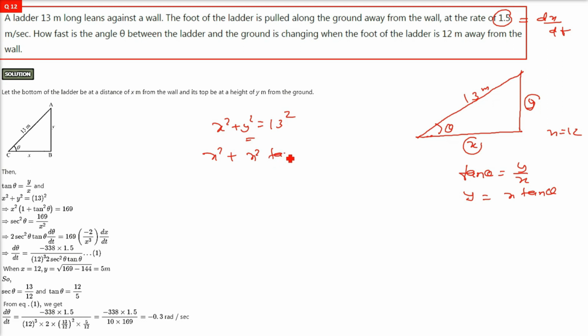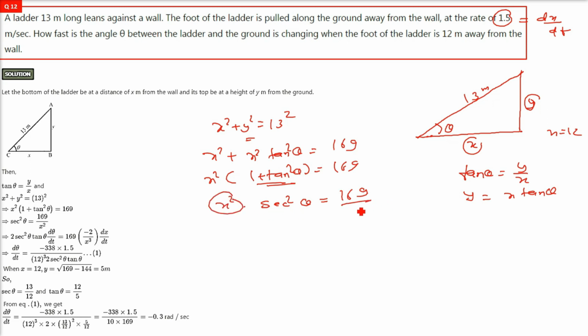So it will be x square tan square theta, and 13 square is 169. x square you can take common, 1 plus tan square theta, which is going to be sec square theta anyway. So x square into sec square theta is equal to 169. Now you can differentiate it. Either you can use p and q as x square and sec square theta and use the product rule, or you can bring x square on the right hand side into the denominator, call it x to the power minus 2 when it goes up.